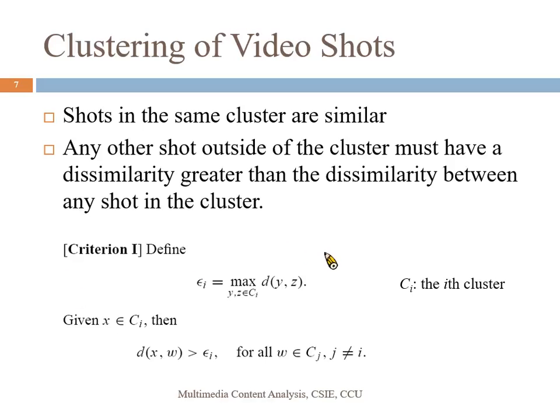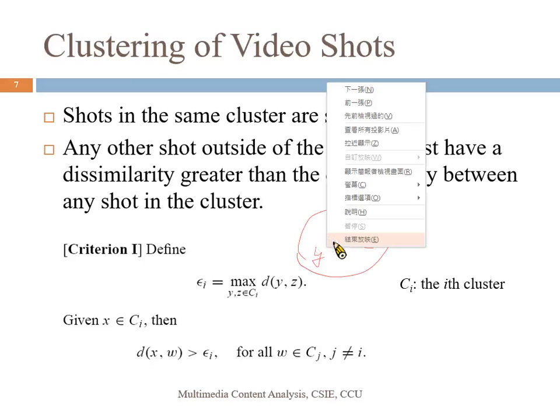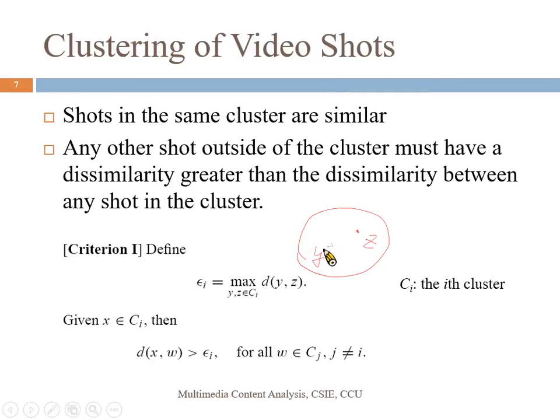So assume that there is a cluster here, and assume that y and z belong to the same cluster, and the epsilon I means for all video shots belonging to the same cluster, we can calculate the distance between them.